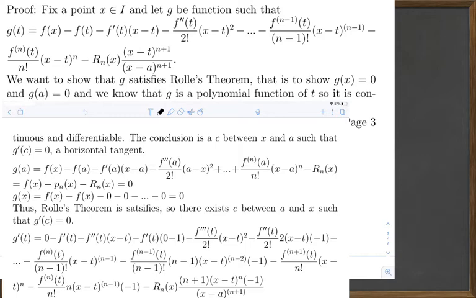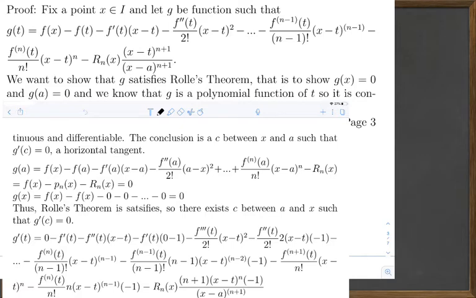This is a construction, and we're going to use this g function. We want to show that g satisfies Rolle's theorem. Rolle's theorem states that if the endpoints g of x and g of a are both equal to 0, and we have a continuous function on the closed interval, differentiable on the open interval, then we would know that we have a horizontal tangent. So we want to show that g satisfies Rolle's theorem. That is to show that g of x is equal to 0 and g of a is equal to 0.